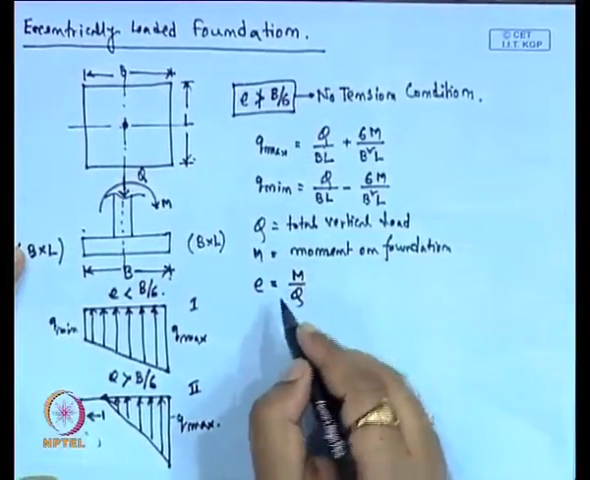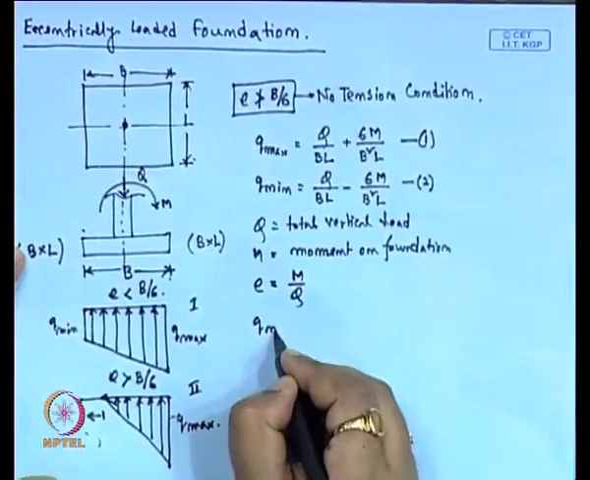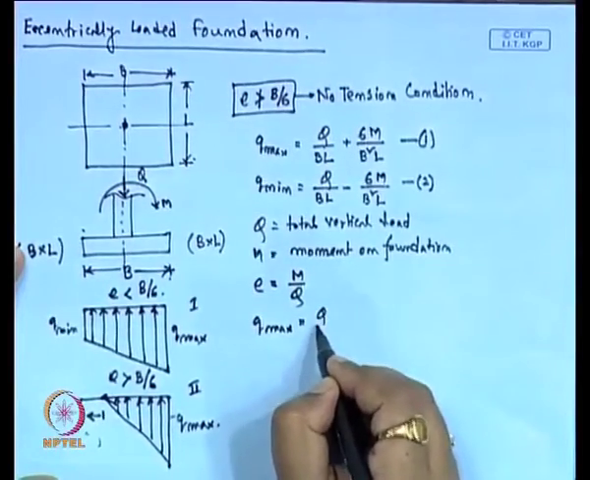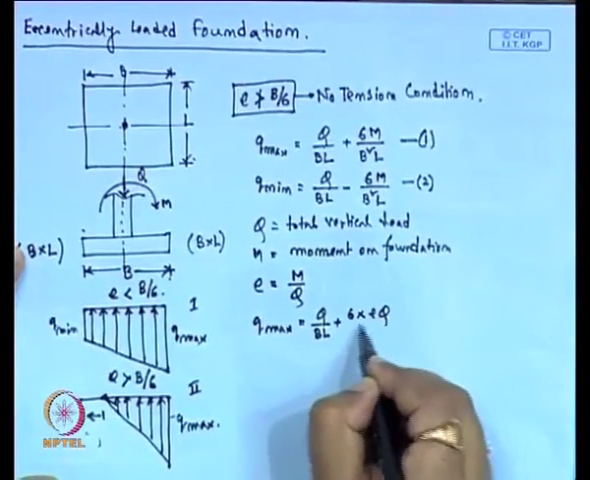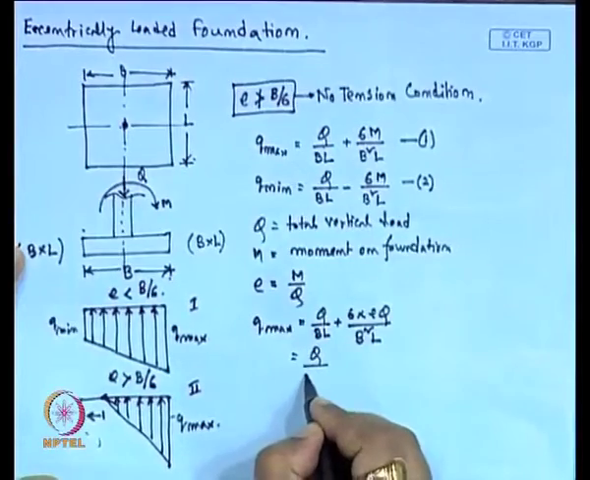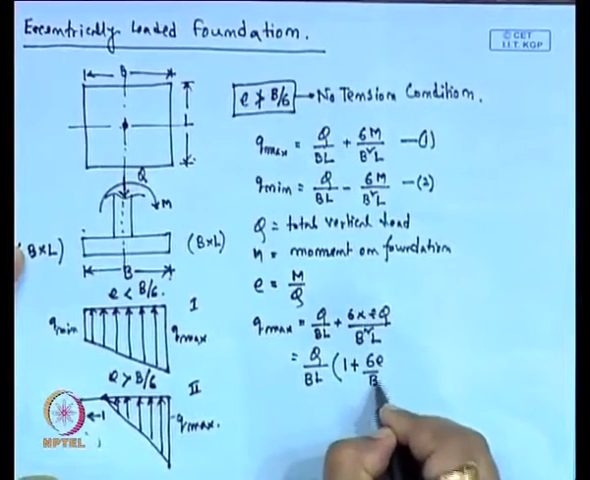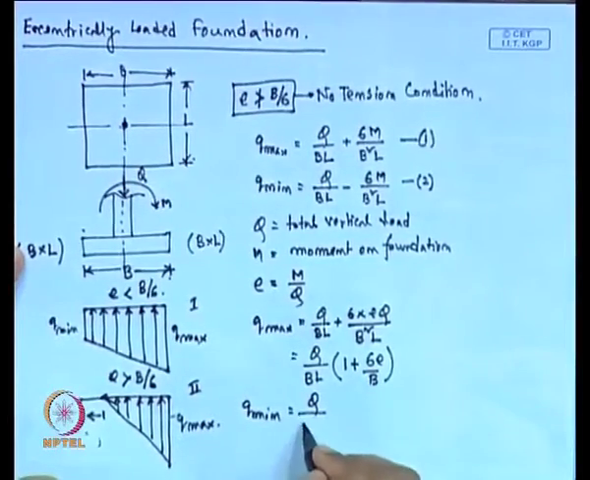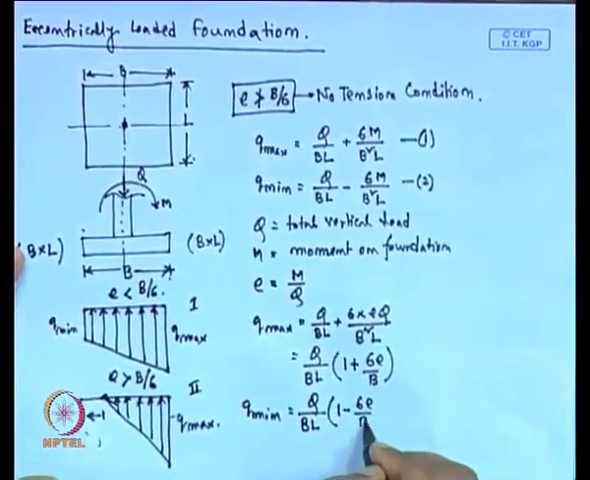Then the next step: if we put this E value in our equation 1 and equation 2, then we will get Q max is equal to Q divided by B L plus 6 into E Q divided by B square L, or if we take Q by B L common, then this will be 1 plus 6 E divided by B. Similarly, Q min we can calculate by this equation, Q divided by B L into 1 minus 6 E divided by B.